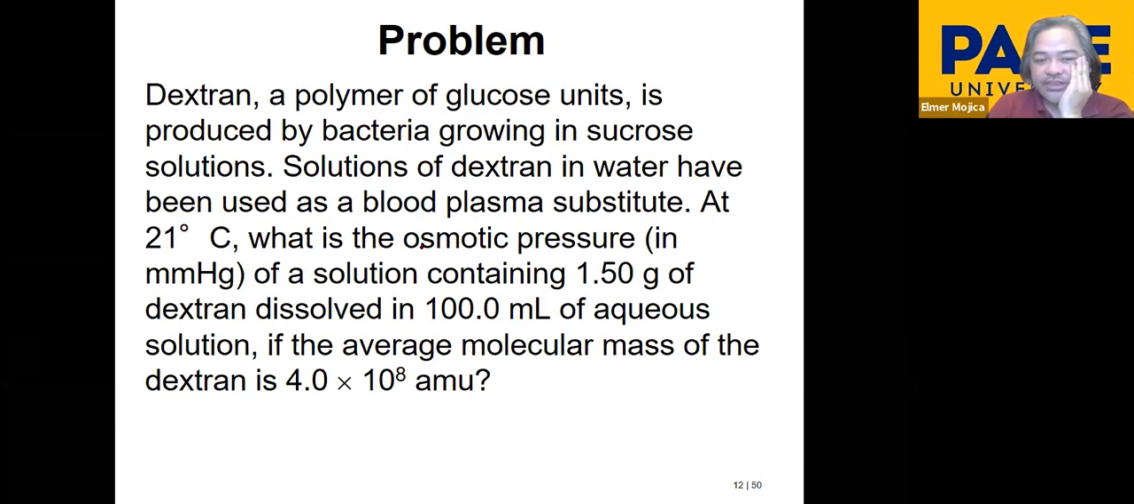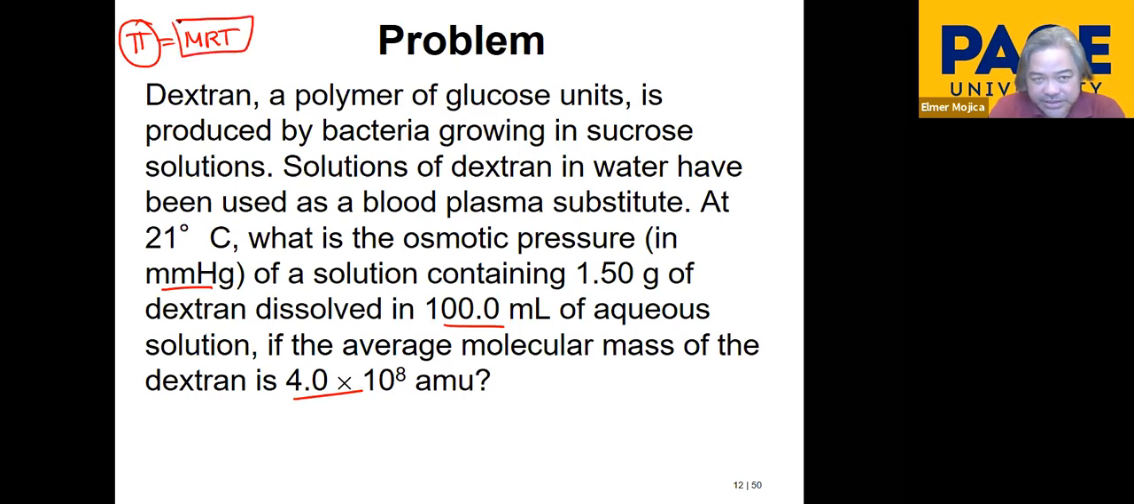So at 21 degrees Celsius, what is the osmotic pressure in millimeter mercury of a solution containing 1.5 grams of dextran dissolved in 100 ml of aqueous solution, if the average molecular mass of dextran is 4.0 times 10 to the 8 AMU? If you're going to solve this problem, it's pretty straightforward. Pi equals MRT.